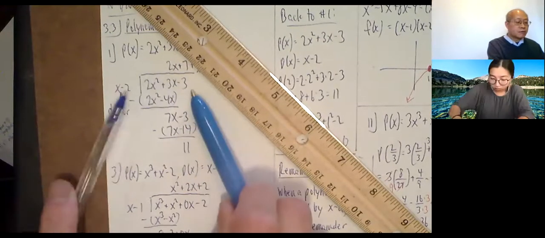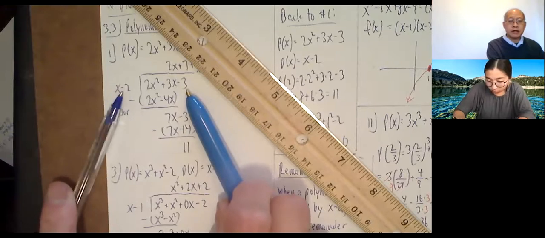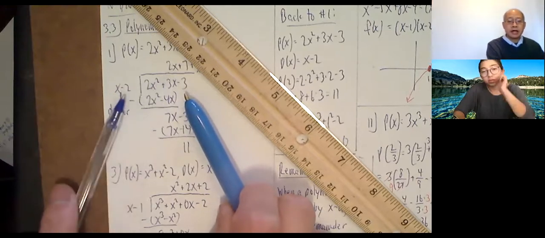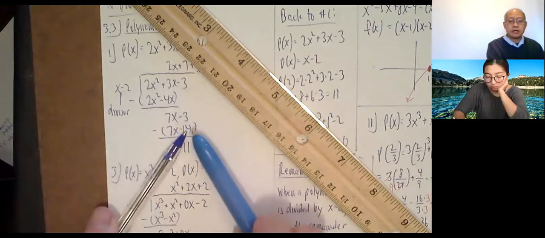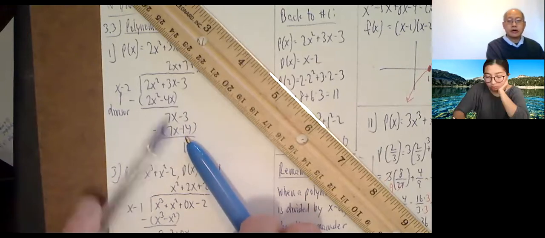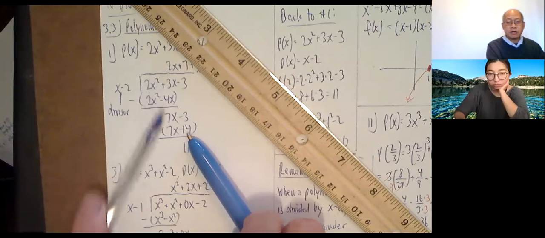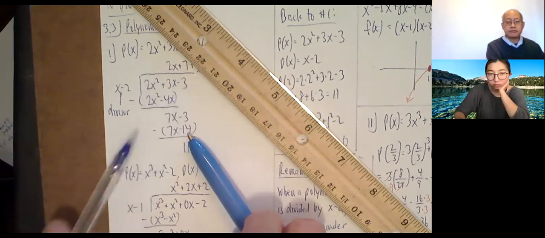Now take that 7 and multiply by the original, x minus 2. 7 times x is 7x. 7 times a negative 2 is a negative 14. You notice it's all lined up. Everything here is x squared. Everything here is x. Everything here is a number.